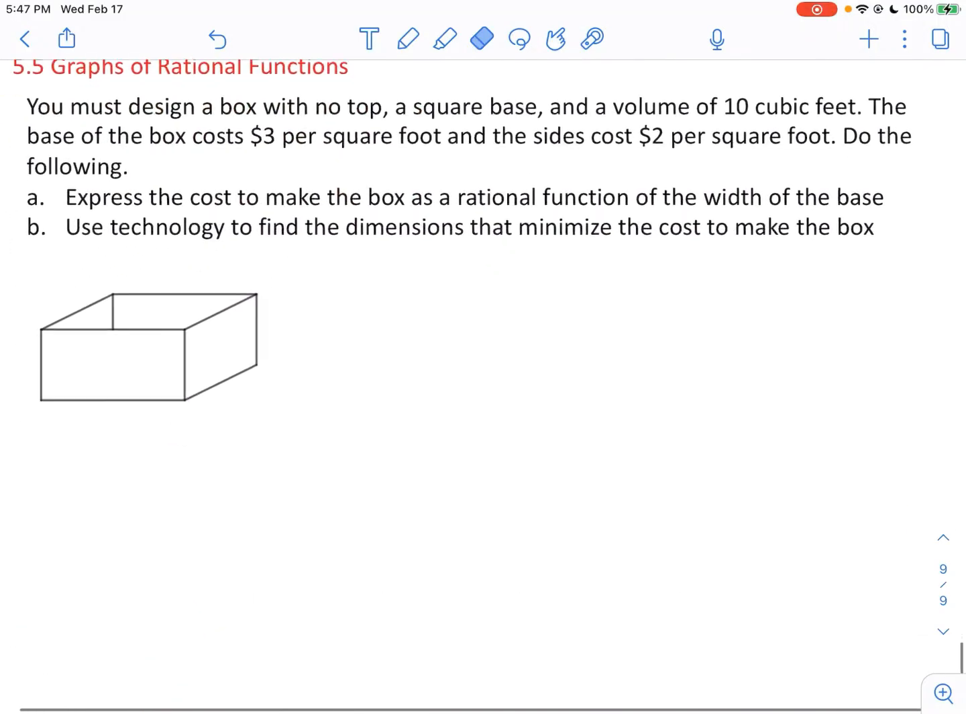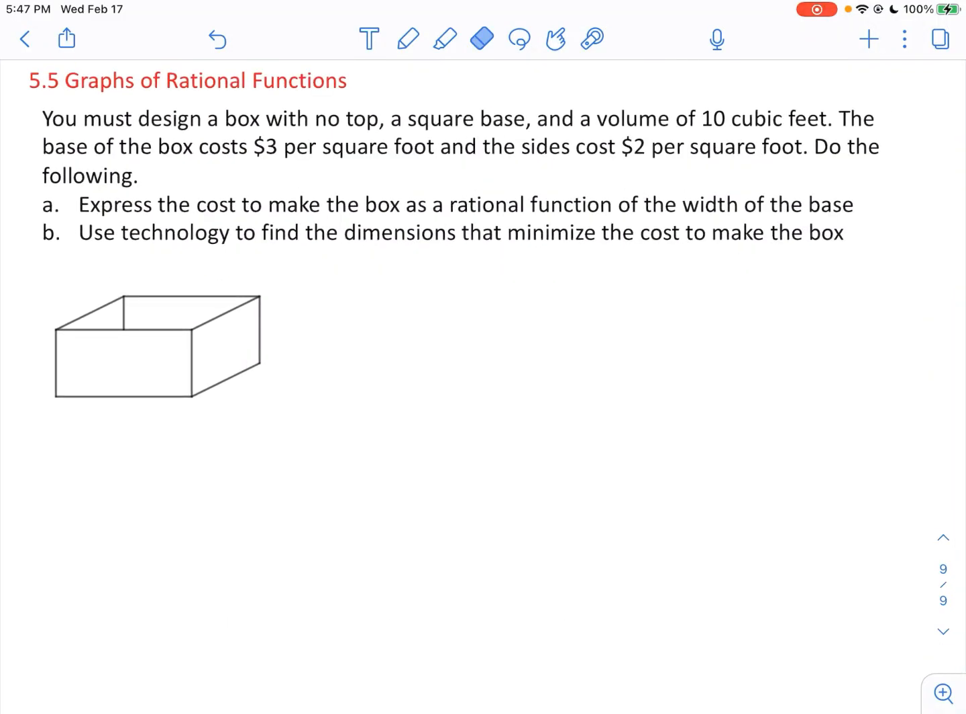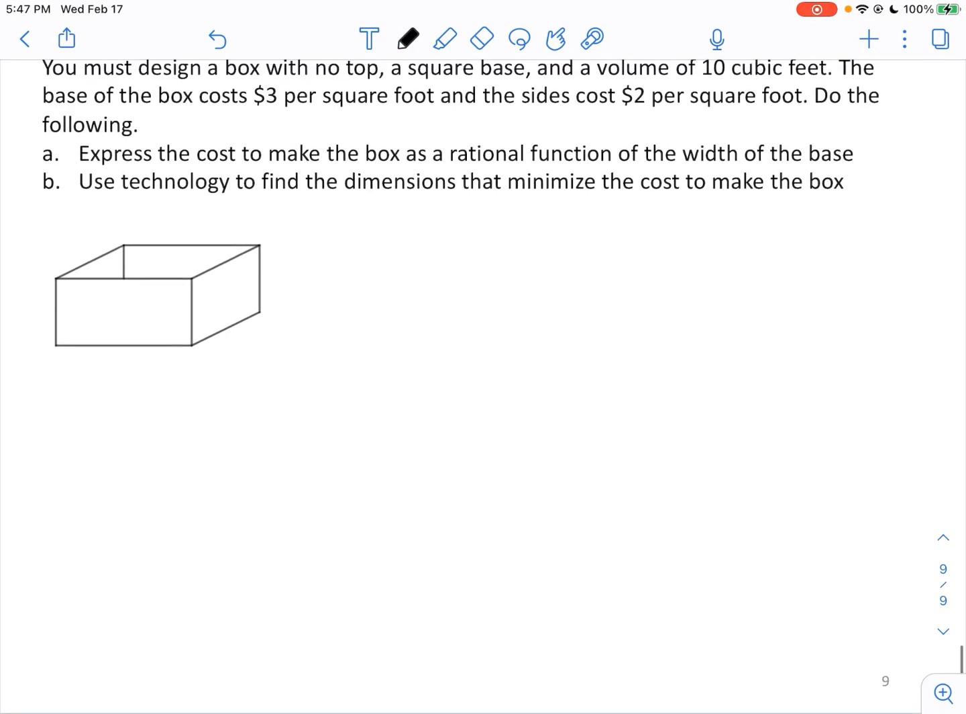Okay, we're ready for the last slide. You must design a box with no top, a square base, and a volume of 10 cubic feet. The base of the box costs $3 per square foot, and the sides cost $2 per square foot. Express the cost to make the box as a rational function of the width of the base.